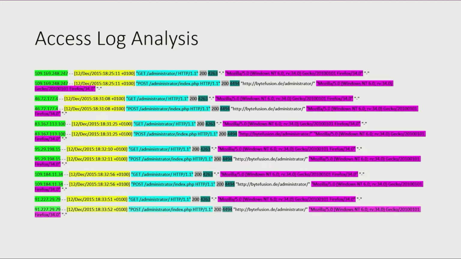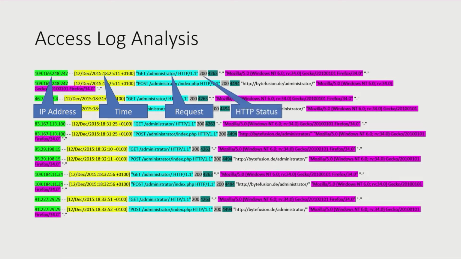If you look closely, you can see a tabular structure. Each line follows the same pattern, only the data is different. The line starts with an IP address, followed by a timestamp, a request string, the HTTP status, the content length, and the user agent.